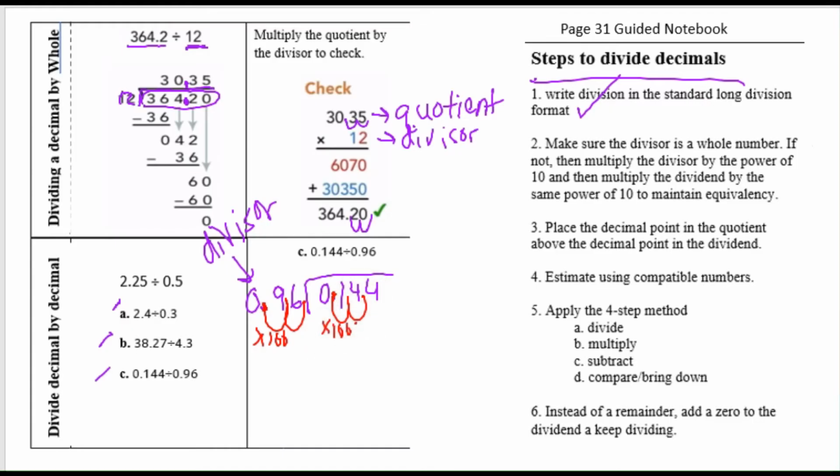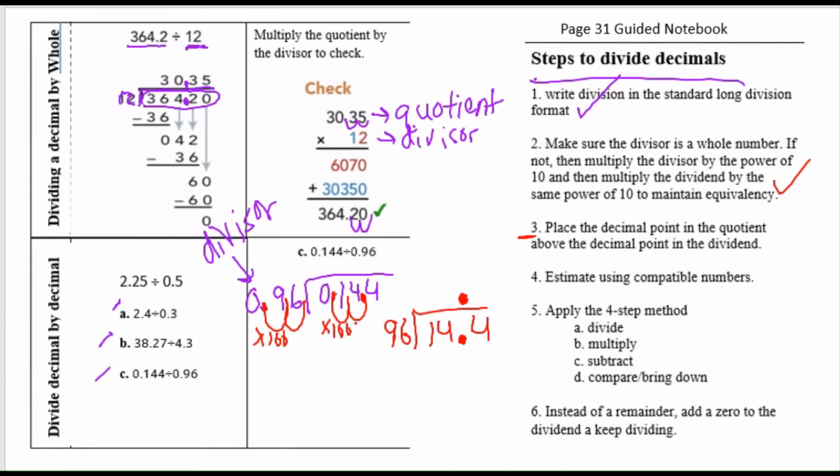So my new standard long division will look like this. 14 and, because this is my new decimal point, 14 and 4/10 divided by 96. Notice my divisor is a whole number, 96. And now I can move on to the next step. I'm on step 3. Place my decimal point from the dividend right above it in the quotient. So right above it there. Once your divisor is a whole number, you can do that. And then we want to estimate using compatible numbers. So I know I can't take a whole group of 96 from 14. So I know it should be lower than 1.